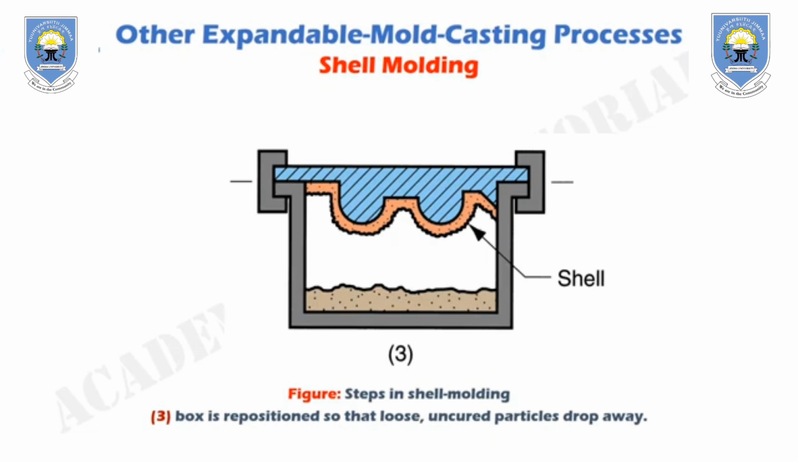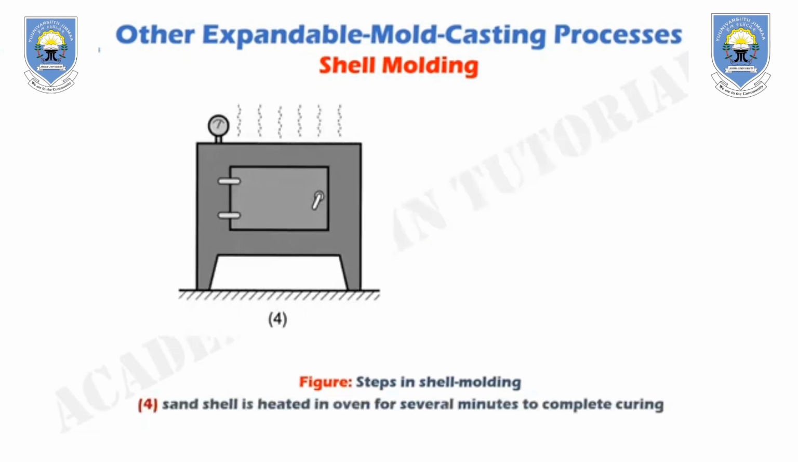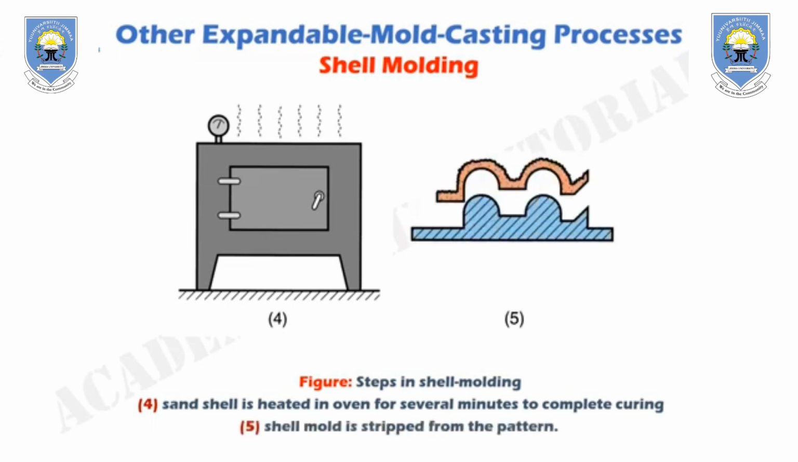Figure 3 shows the third step in shell molding, where the box is repositioned so that loose, uncured particles drop away. Figure 4 shows the fourth step, where the sand shell is heated in an oven for several minutes to complete curing. Figure 5 shows the fifth step, where the shell mold is stripped from the pattern.